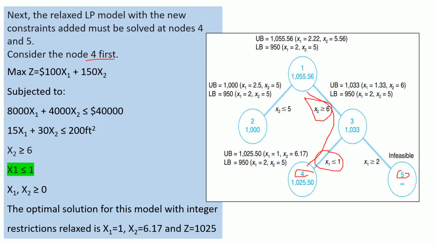Now the optimal solution for this model with integer restrictions relaxed becomes x1 equals 1, x2 equals 6.17, and z equals 1025. So let's write here. Still, we didn't arrive at an optimal solution because x2 equals 6.17. Now let's move to node 5.